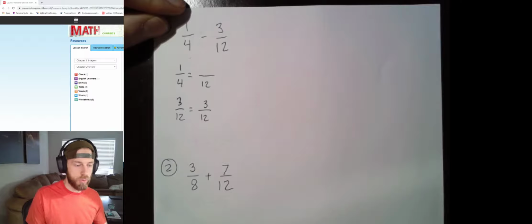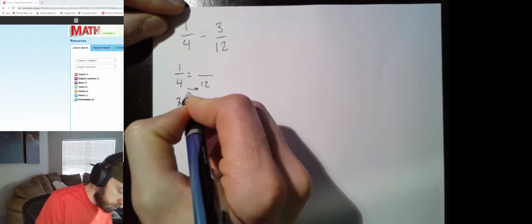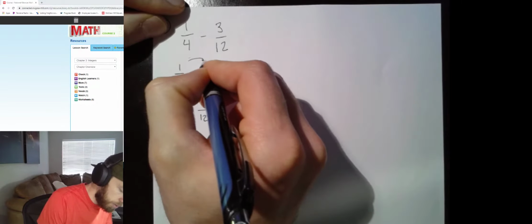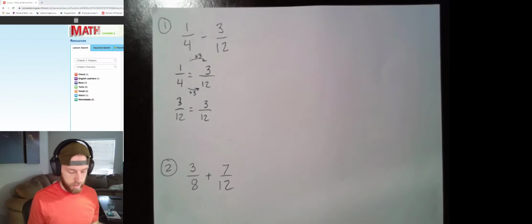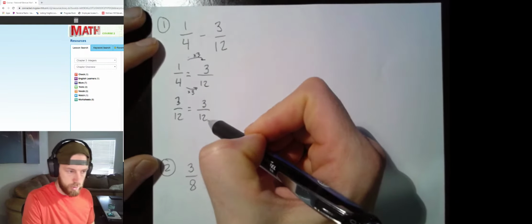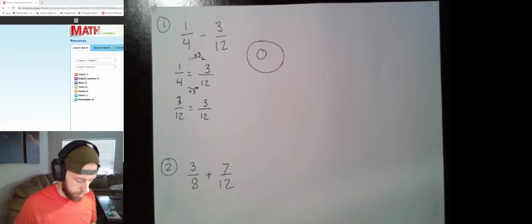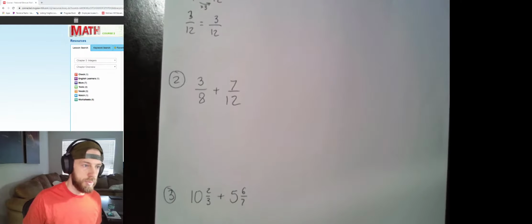3/12 is equivalent to 3/12. But 1/4 is going to be equivalent to 12ths. If we multiply this by 3 to get to 12, we do the same to the numerator. And it turns out that 1/4 is equivalent to 3/12. So really what we're doing is 3/12 minus 3/12. And 3/12 minus 3/12 is 0 for number 1. Well, that was a subtraction problem. I'm willing to bet that some of you added on accident there. Let's hop to number 2.